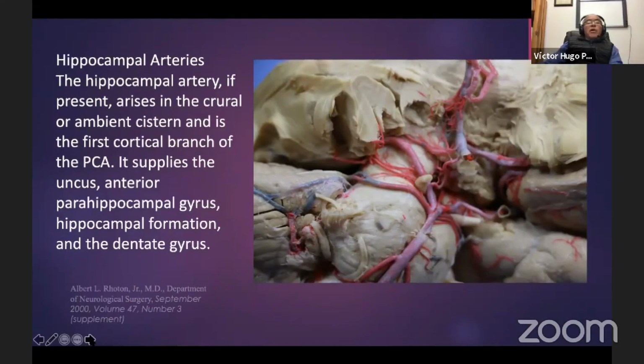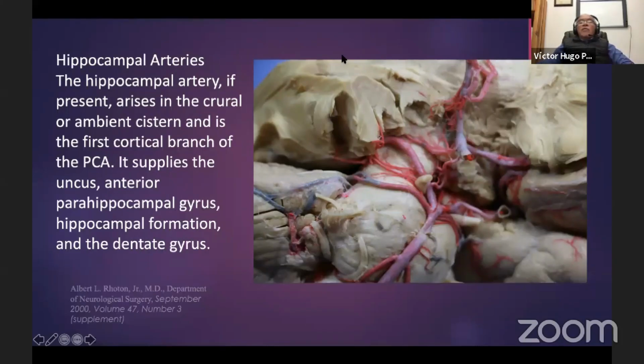Hippocampal arteries, when they are present, arise in the crural or ambient cistern, and is the first cortical branch of the posterior cerebral artery. It supplies the uncus, anterior parahippocampal gyrus, and a hippocampal formation and the dentate gyrus.